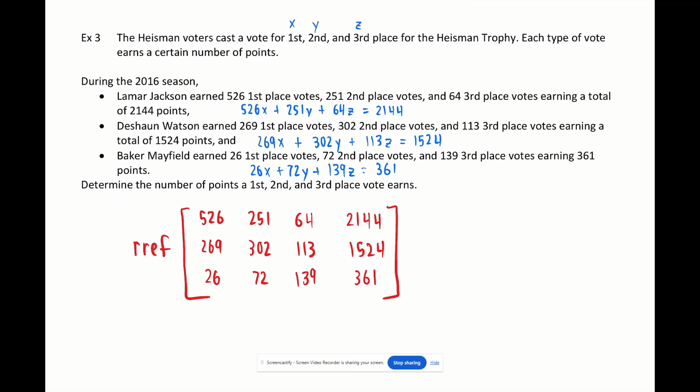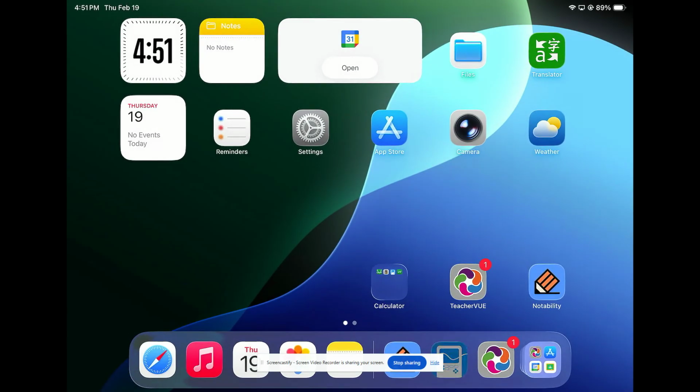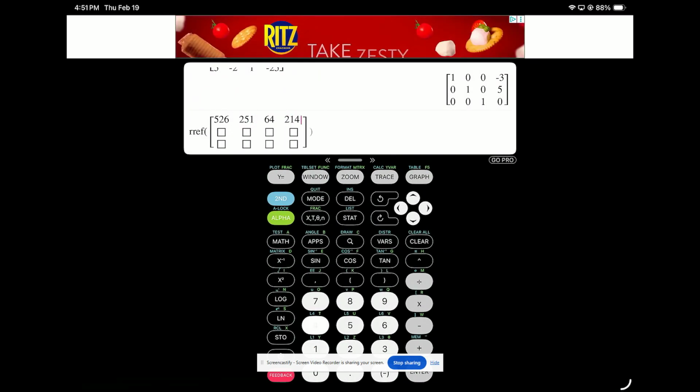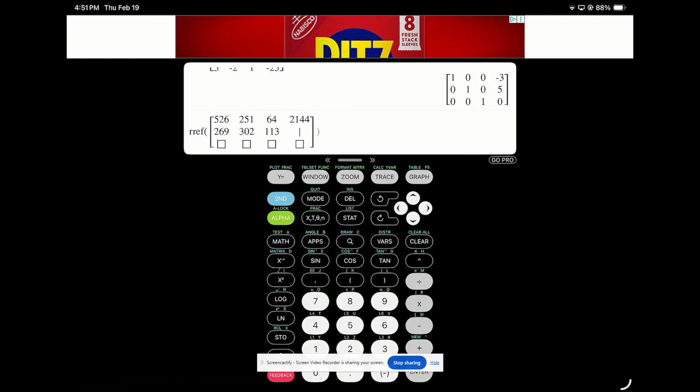So here we go. I'm going to go back to my calculator, and I'm going to type that in. Second, matrix, math, RREF, enter. It's 3 variables, 3 equations, alpha, zoom, 3 by 4. And then we just enter them. 526, 251, 64, for a total of 2144. Next row, we've got 269, we've got 302, 113 for a total of 1524.